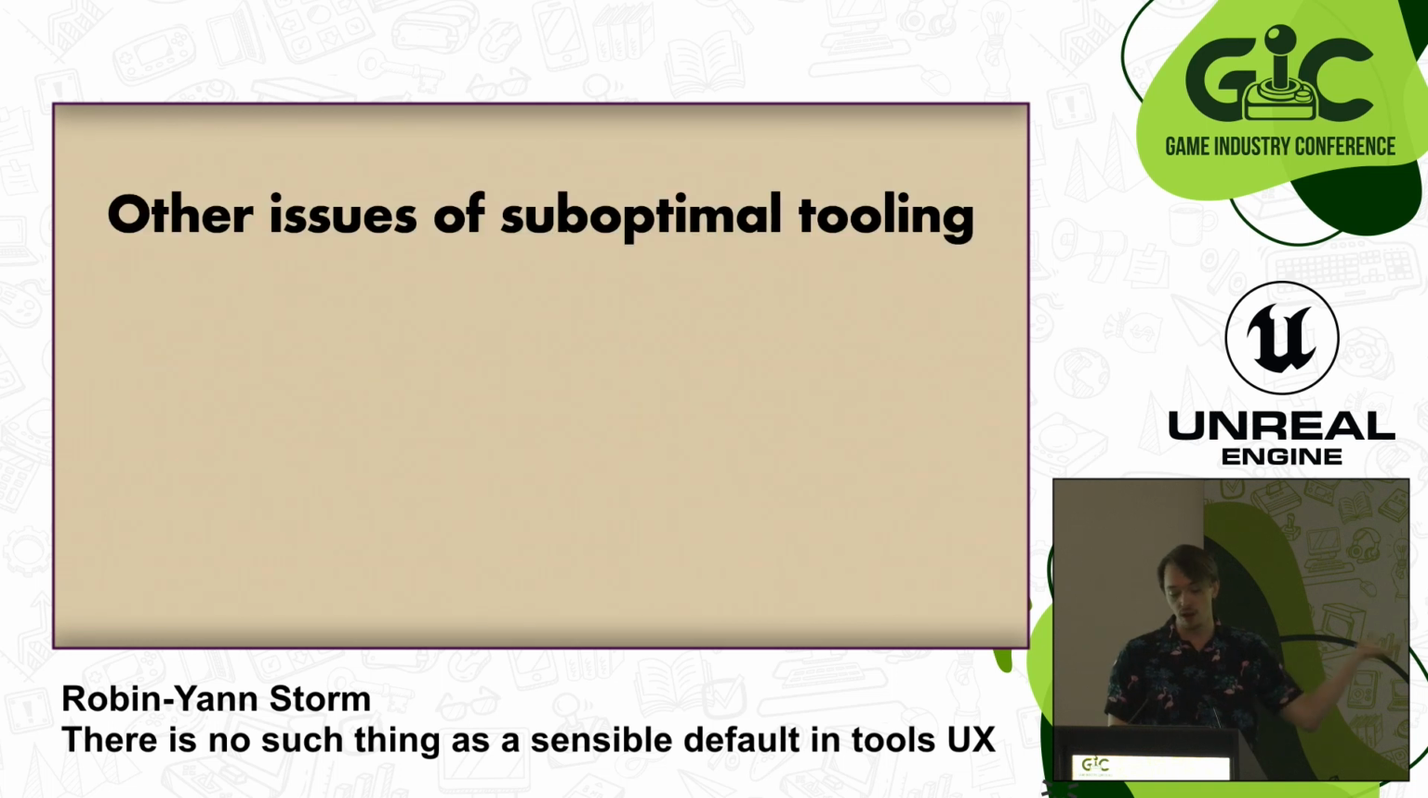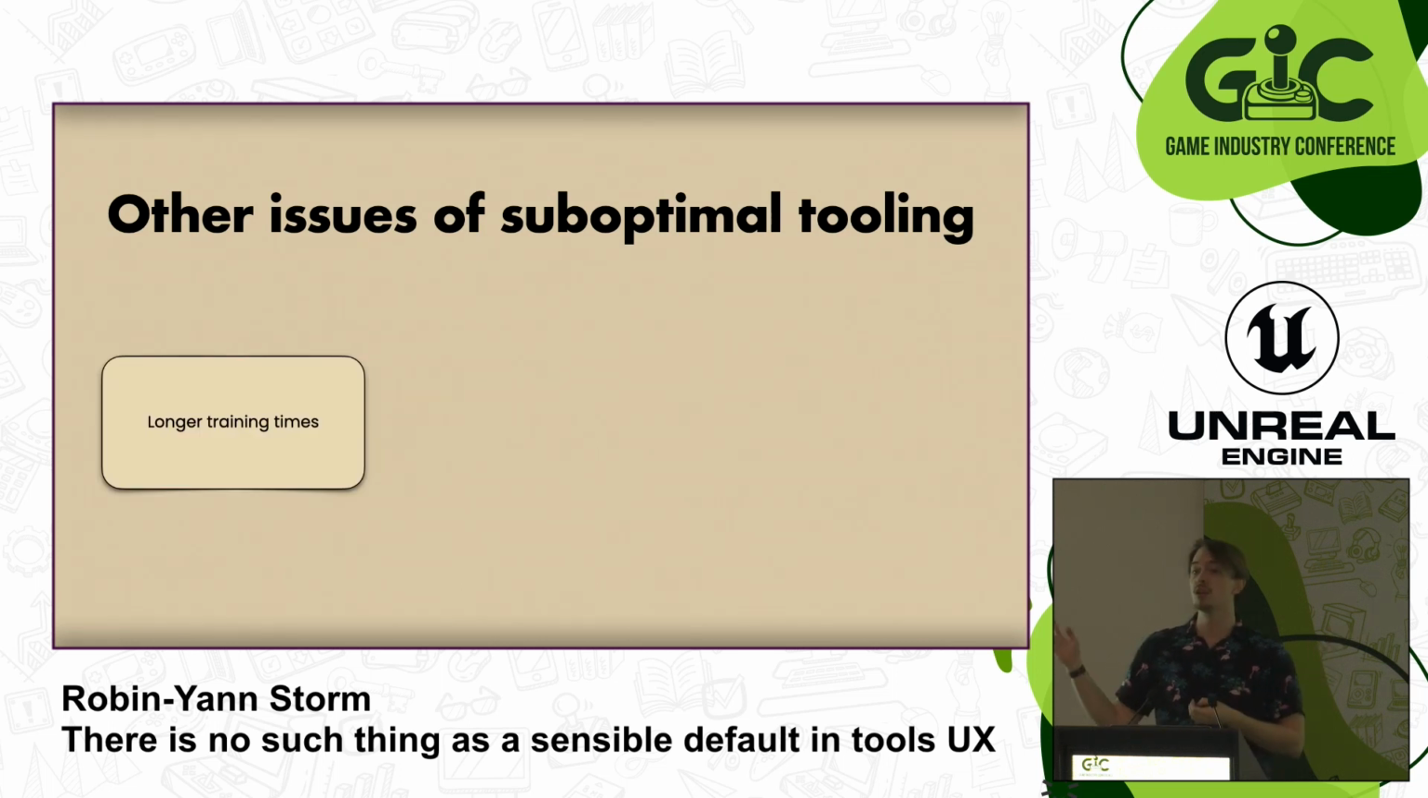And of course, there's a lot of other issues of suboptimal tooling. If your tooling isn't great for your users, there are things like longer training times. Someone comes into your company and says, hey, I need to start working. And you're like, okay, yeah, so you got to click this thing, then click this thing. Then there's going to be a warning. Ignore that, and then click this thing, and then click this thing. We've all done it, let's be honest. That really doesn't help when teaching new people.